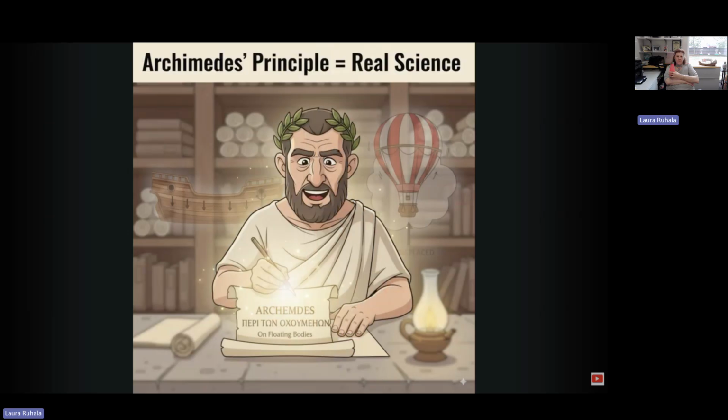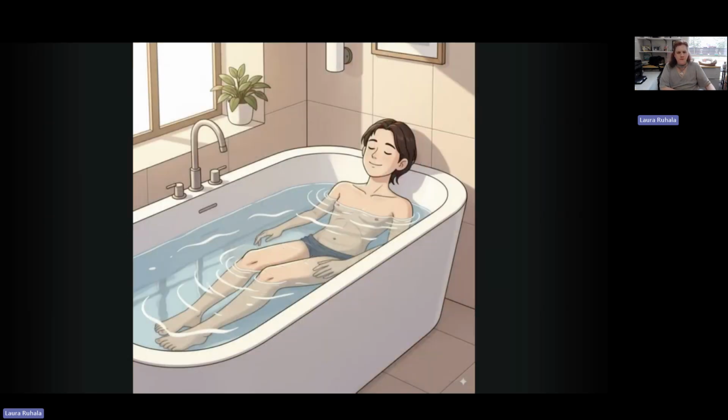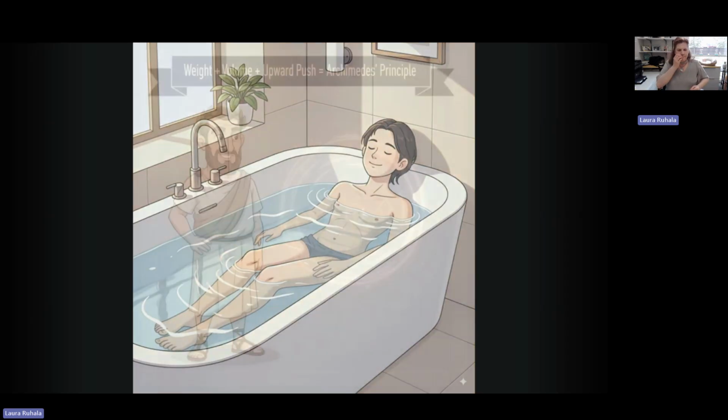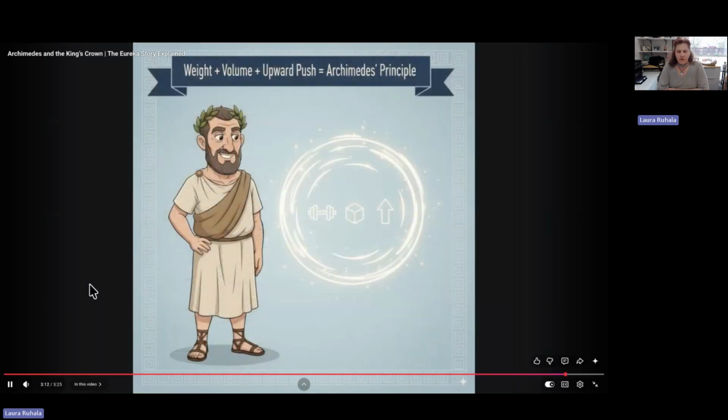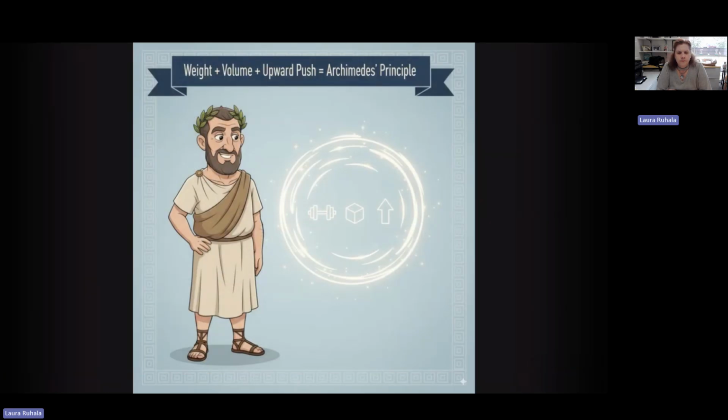So next time you take a bath, watch the water carefully. Behind that simple ripple lies one of the most elegant ideas in science: the link between weight, volume, and the upward push of water, first noticed and then proven by Archimedes.